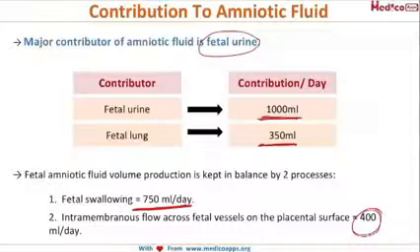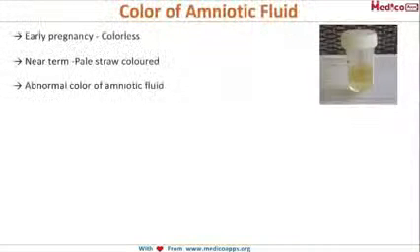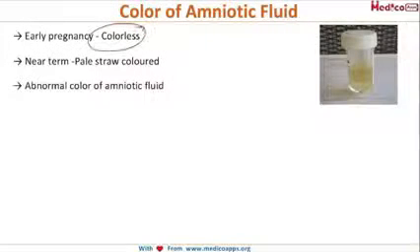Now, how does the amniotic fluid look like? In early pregnancy, the amniotic fluid is colorless, and as the pregnancy approaches towards term, it becomes pale straw in color, as you can see here. Now, this is the normal amniotic fluid, but there can be abnormal colors of the amniotic fluid, and they are depictive of certain conditions. So let's see what are those.